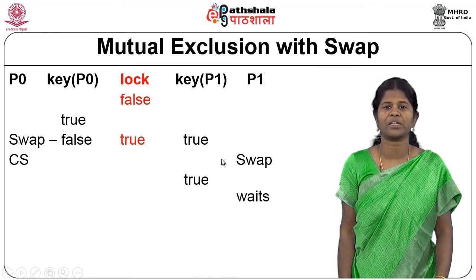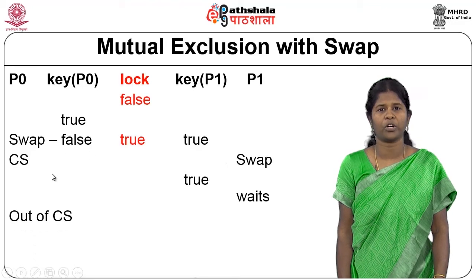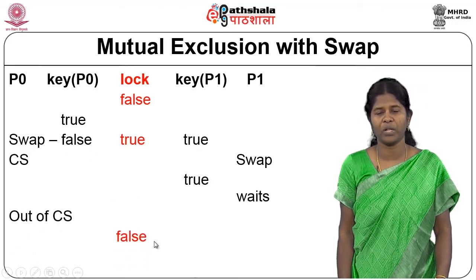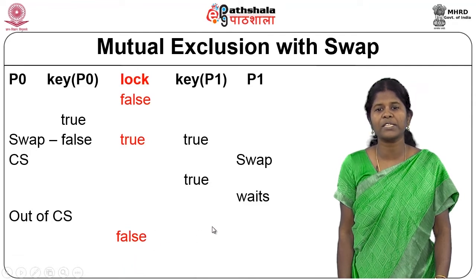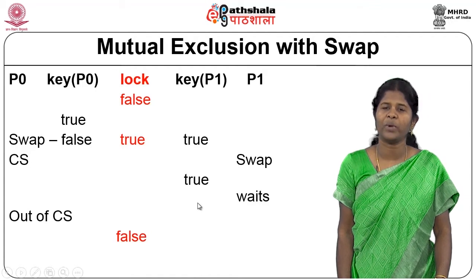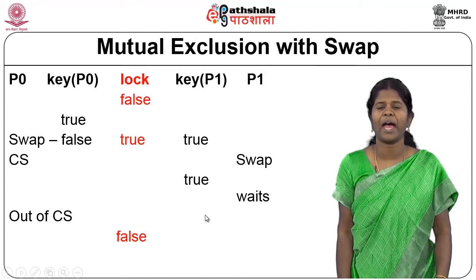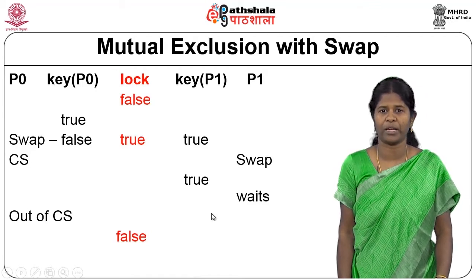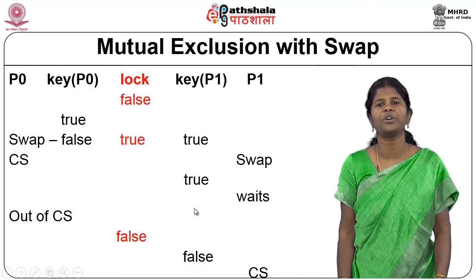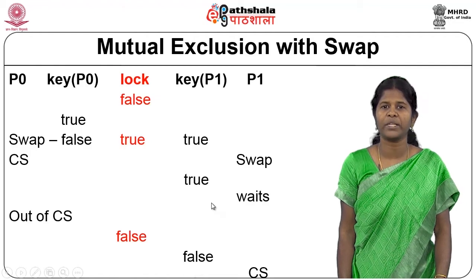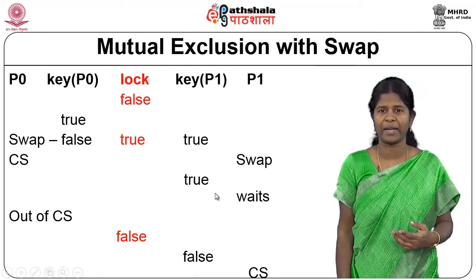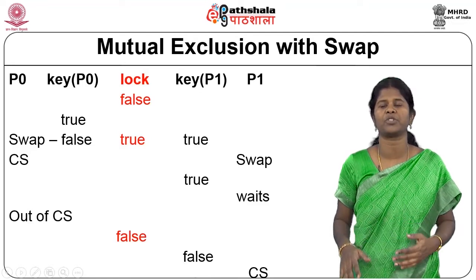So, when can P1 execute the critical section? Only when P naught comes out of the critical section, it will change the value of lock to false, and when the value of lock becomes false, the swap of lock and key by process P1 will change the value of key to false, and P1 will come out of the while loop and enter the critical section. So, this is how mutual exclusion is satisfied with the swap instruction, and using the swap instruction we just saw an algorithm which just satisfies mutual exclusion.